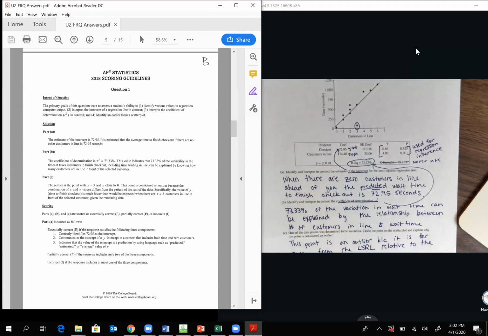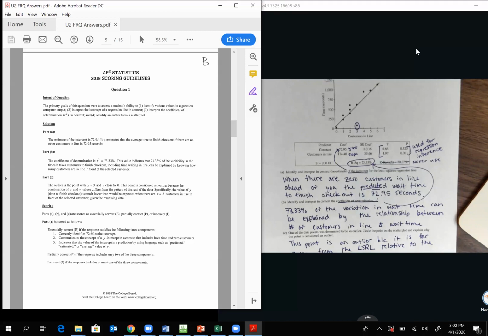So let's jump into it. For part A, it asks you to determine the intercept, but it means the y-intercept for the least squares regression line. This is not something we've done as many times, but it's still an important interpretation, just like all of the others. So the y-intercept is where it crosses the y-axis. That's where x is 0, and y is the value of the y-intercept.